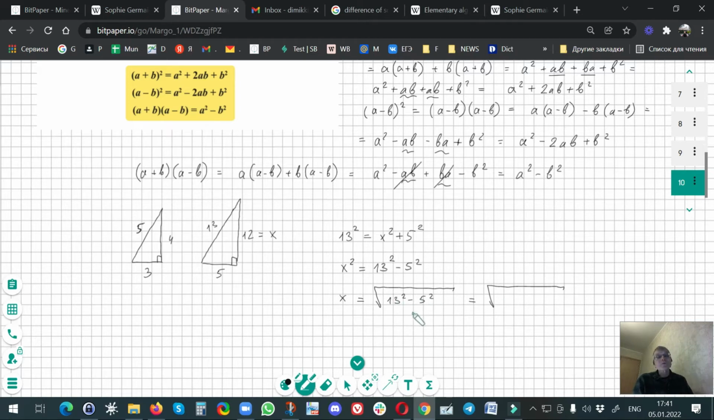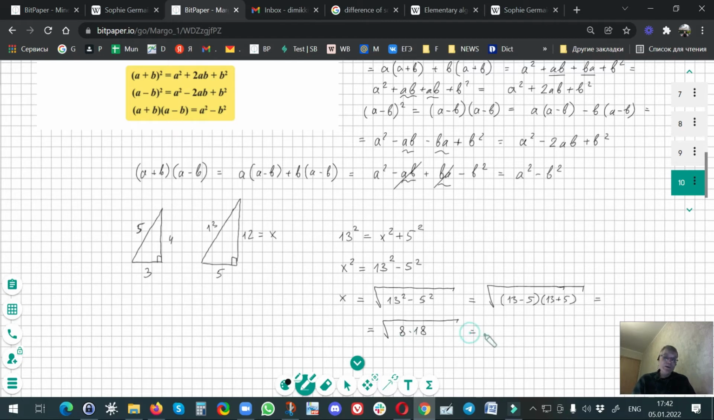I see the difference of squares. It's also called the difference of squares: a squared minus b squared. And I know that it is the same as 13 minus 5 times 13 plus 5. This is much simpler. 13 minus 5, it's mental arithmetic, it's 8. And 13 plus 5, it's also mental arithmetic, it's 18. Still, I know that I can't take a square root from 8 or 18.